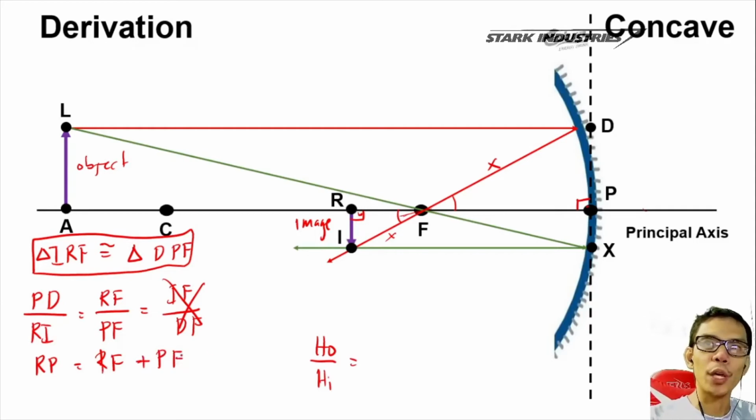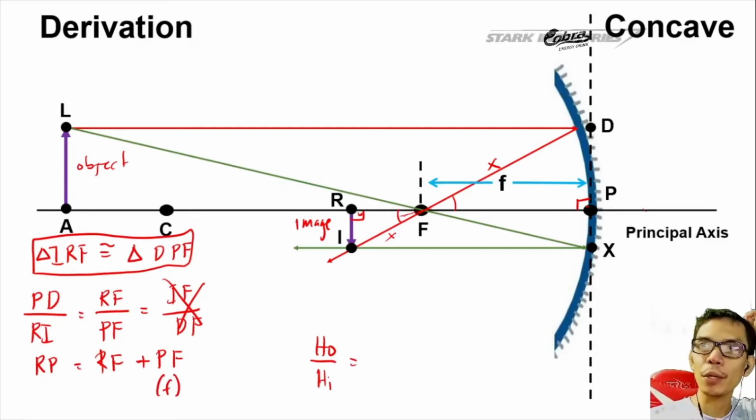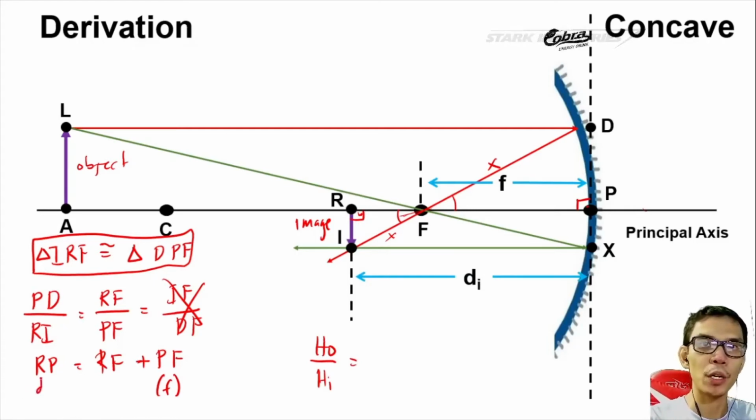Now, you all know that PF is your focal length. So focal length, that is your PF. Now, what about RP? If you take a closer look at RP, you have encountered this one earlier. This is the distance of the image to the pole of the mirror. So we called it d sub I. Okay, so there you have it.